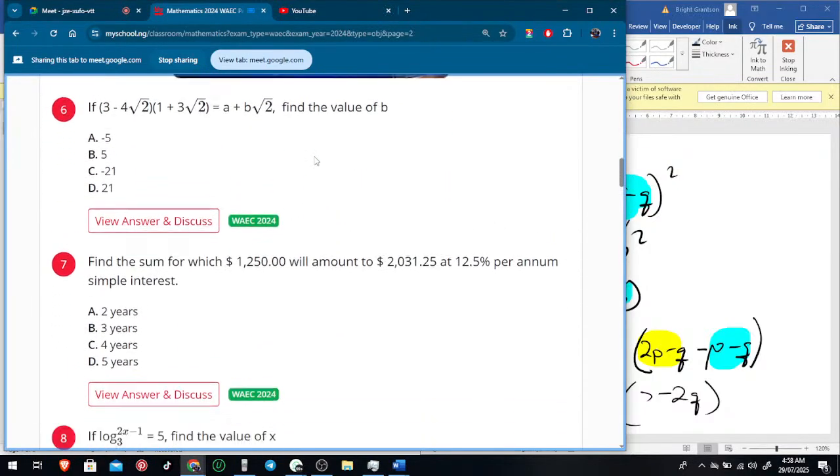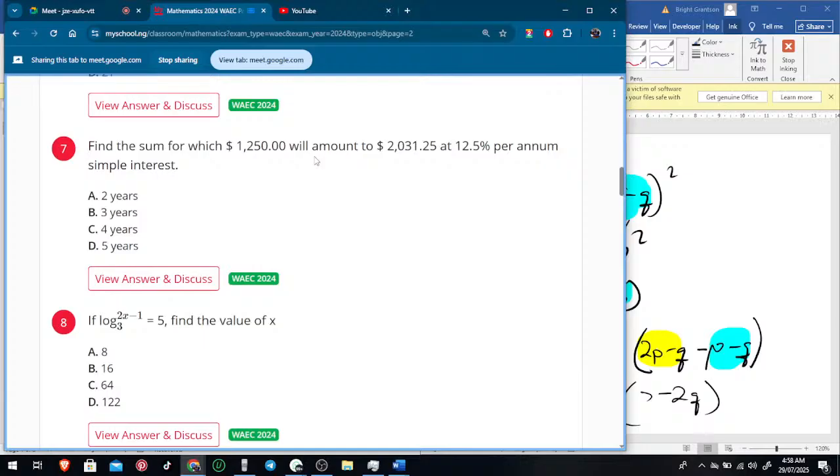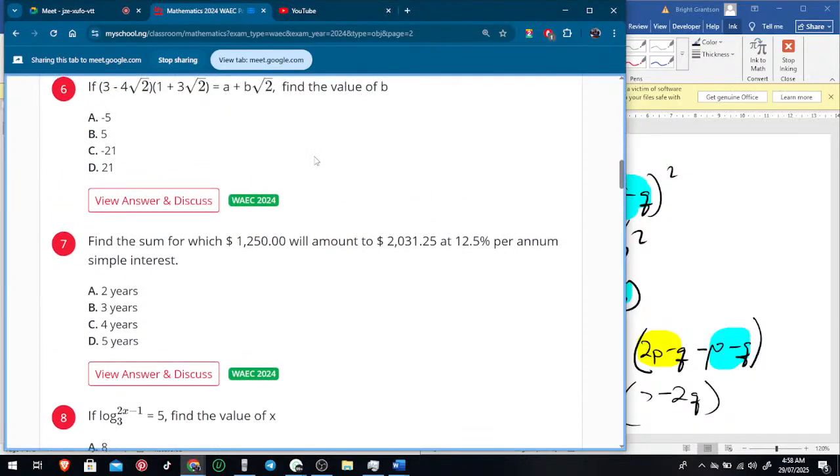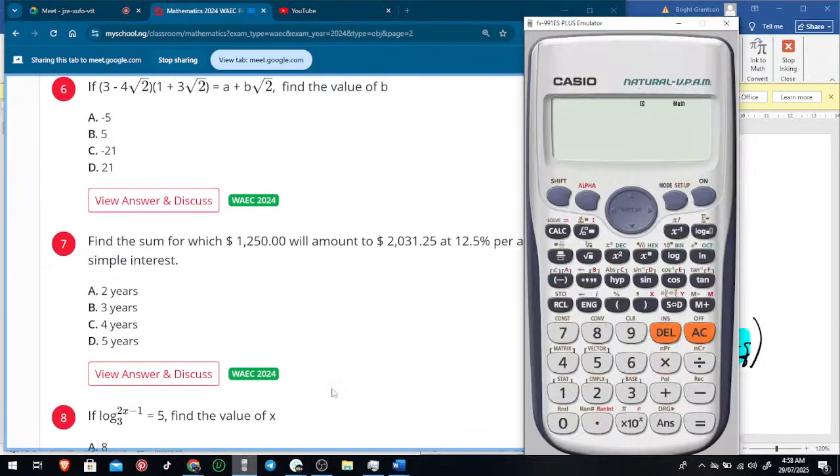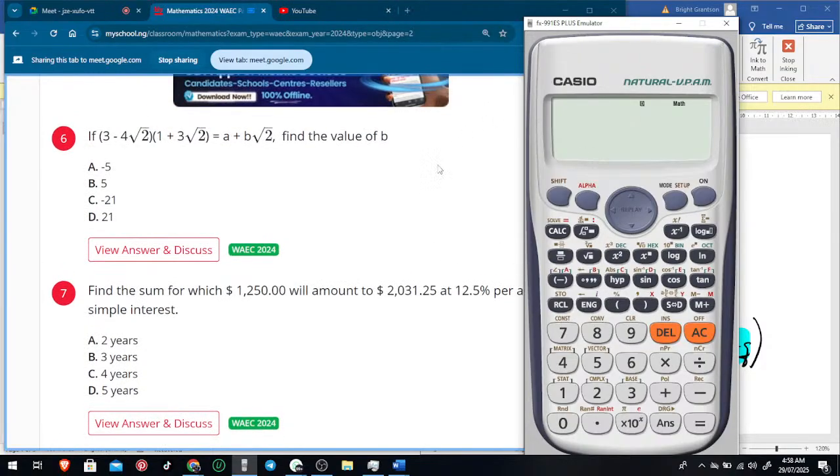Now, number 6 is a calculator question. Whenever you see an equation in the objective, you can use the calculator to do it. So let's punch the whole equation and equate it to a plus 2b, and find the value of b. Let's punch the left hand side: 3 minus 4 root 2, multiplied by 1 plus 3 root 2.